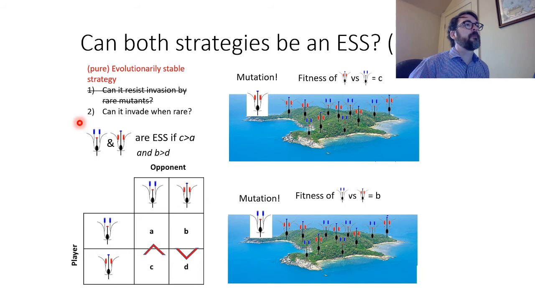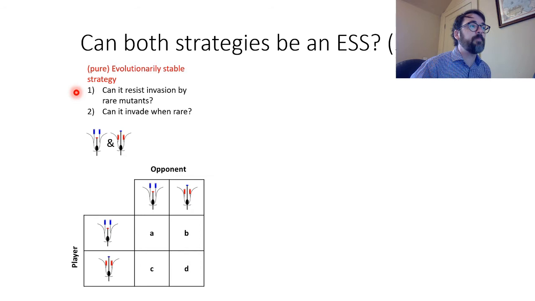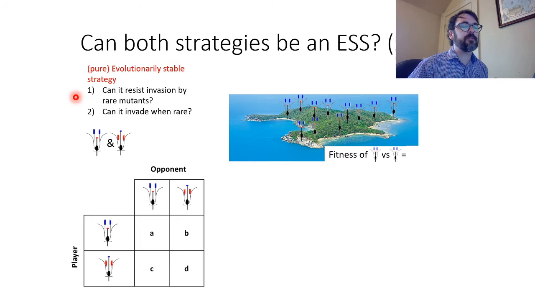But the opposite can also happen, right? Where neither one can invade when rare, but both of them can resist invasion. And that's where we get the alternative stable states. So hopefully I can go through this relatively quick. We have this possible world. Everyone gets a fitness of A. We get a rare mutation, who's getting a fitness of C. But now if A is greater than C, it's going to be pushing us in this direction.